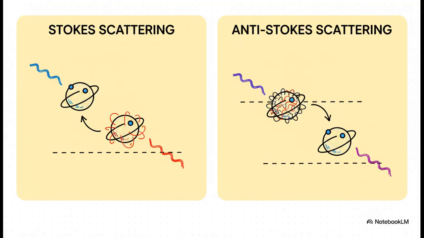Let's look at how this plays out. On the left, we have Stokes scattering. This is when the photon comes in and gives some of its energy to the molecule, kind of bumping the molecule up to a higher energy level. Because the photon lost energy, the light that scatters away has less energy, which means it has a longer wavelength. Now on the right, you've got the opposite, anti-Stokes scattering. This can only happen if the molecule is already excited and has extra energy to spare. In this case, the molecule gives its extra energy to the photon. The molecule calms down and the photon flies off with more energy than it started with, giving it a shorter wavelength.